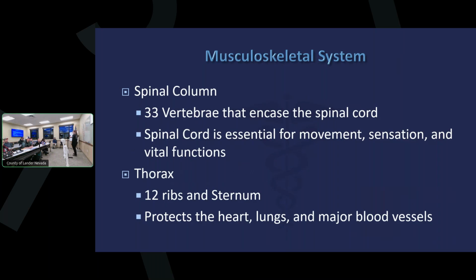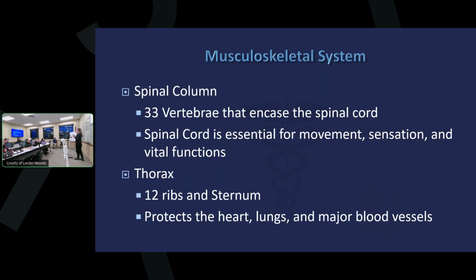So then we have our spinal column. We have 33 vertebrae that encase the spinal cord. Our spinal cord is very, very wimpy. I know it does a lot of things, but just dropping a dime on your spinal cord itself could sever it. So it needs protection. So that's our vertebrae, right? We have 33 of them. And it is essential for movement, sensation, and vital functions.